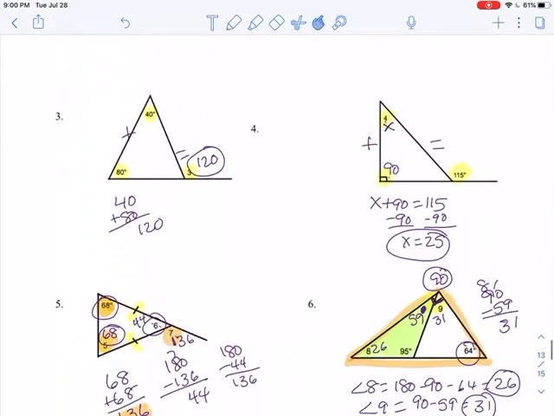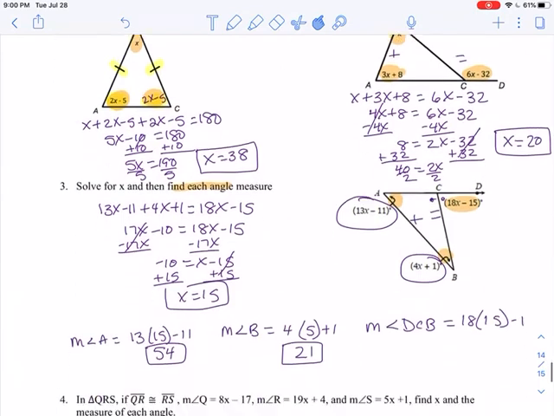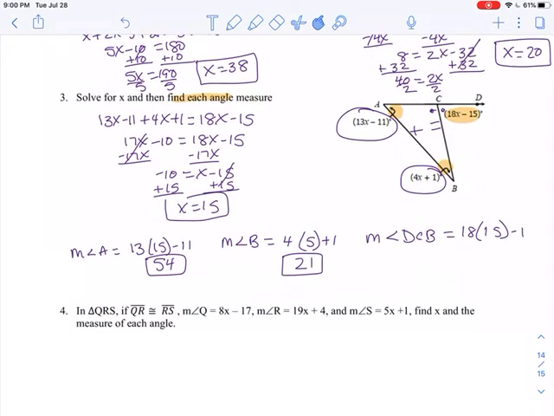18 times 15 minus 15, and that comes out to 75.